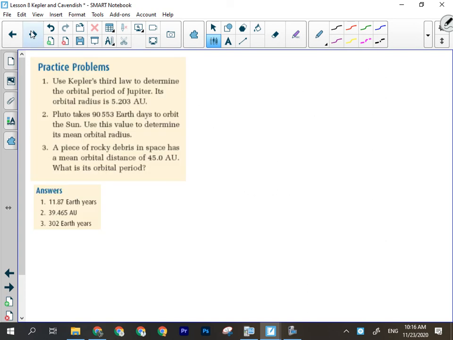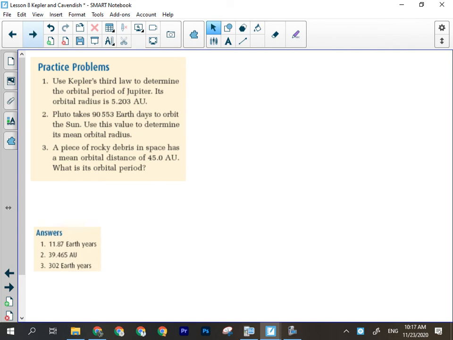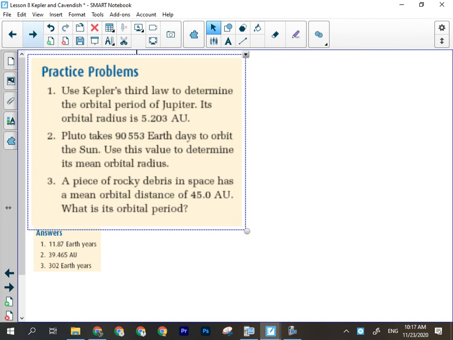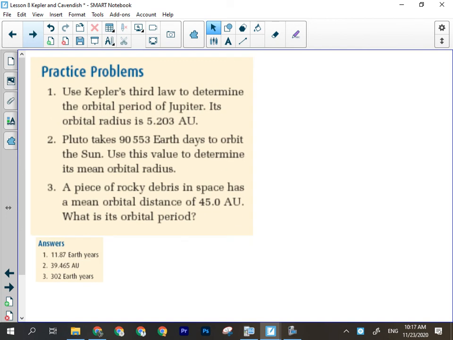All right, let's see if you guys can use Kepler's law of periods to do number one. Sorry, we just found orbital period. Let's do number two. I want you to calculate the orbital radius of Pluto.